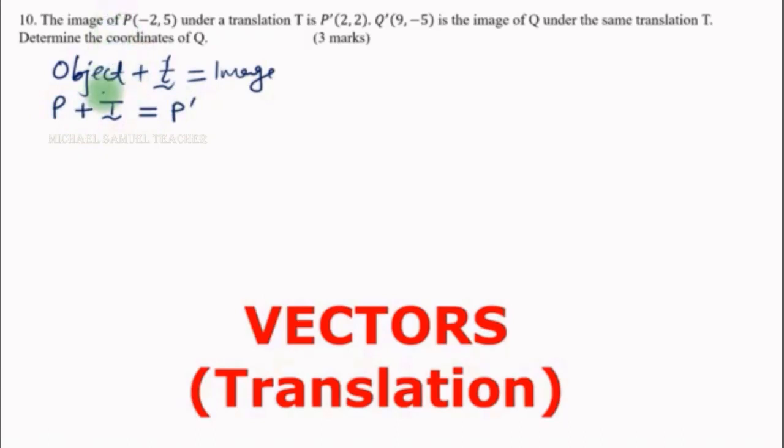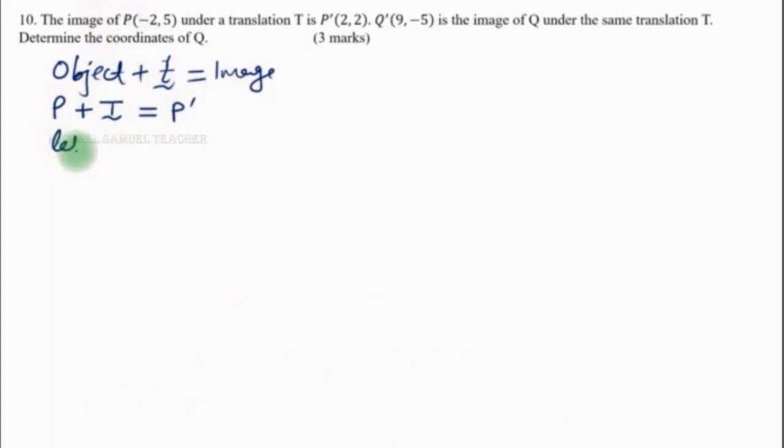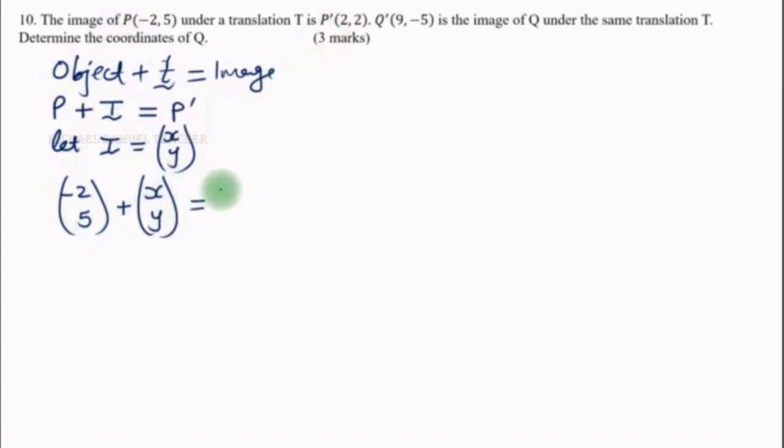So for our case, we know P, so we can say let the translation T have the coordinates x, y. Therefore, point P, which is (-2, 5), we write them in column vector, then plus translation T, which is (x, y), will give us the image, which is (2, 2). So we compare the corresponding terms. That will be -2 plus x will be equal to 2. Therefore x will be 2 plus 2, which is 4.